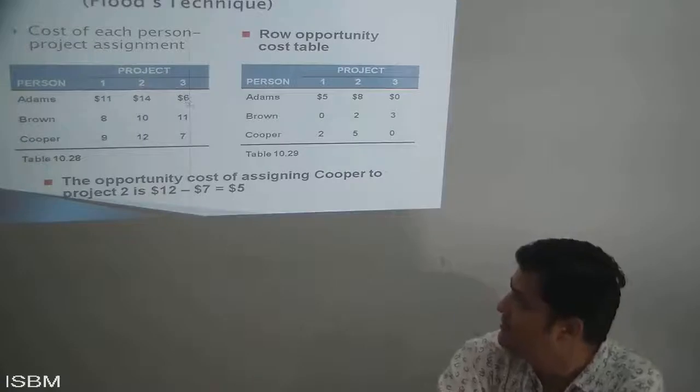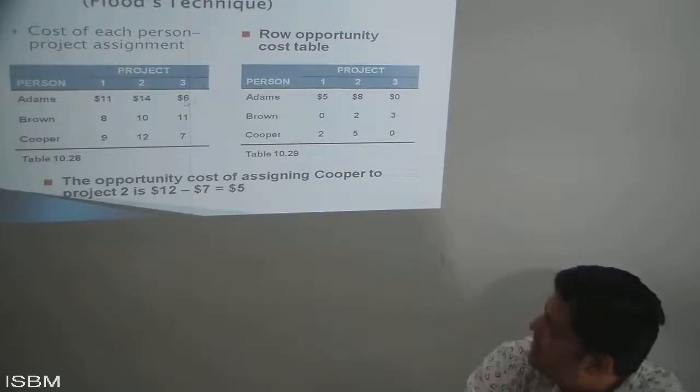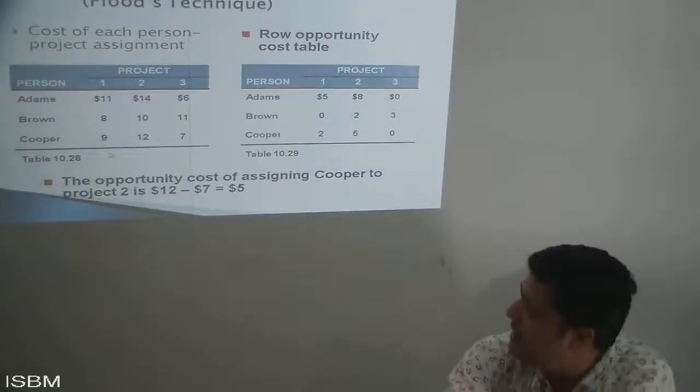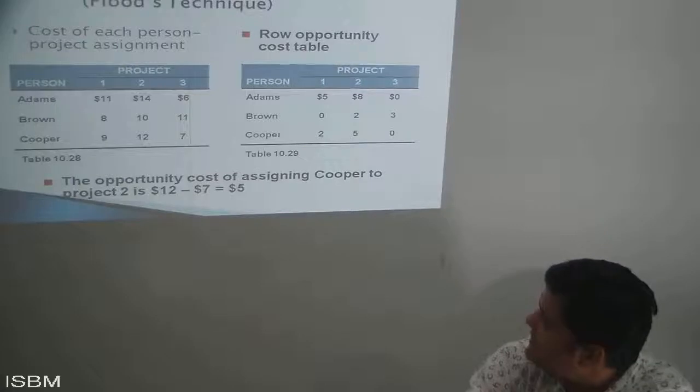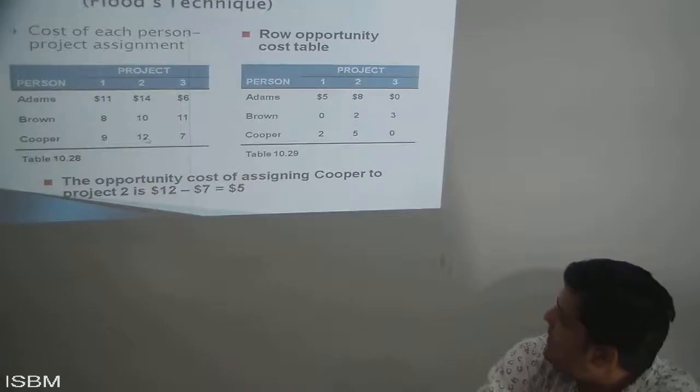What they have done, they have subtracted 6 from this row, because this is the smallest value. So when they have subtracted the 6, you will get 11 minus 6, 5, 14 minus 6, which is 8, and then 6 minus 6, which is 0. Then again here 8 is the smallest, so 8 minus 8 is 0, 10 minus 8 is 2, 11 minus 8 is 3. Then again here 7 is smallest, so 9 minus 7 is 2, 12 minus 7 is 5, and here 0. So you will see 0, 0, 0.